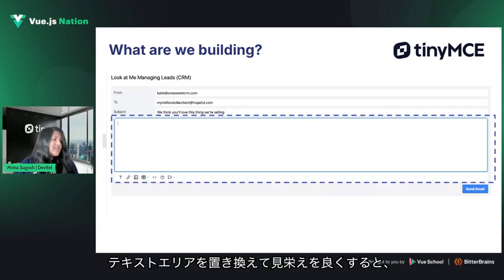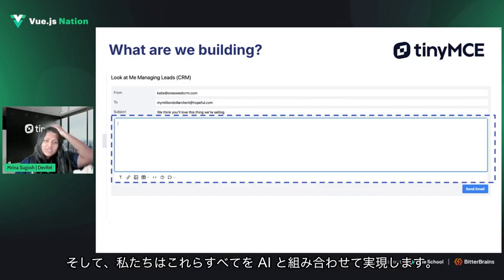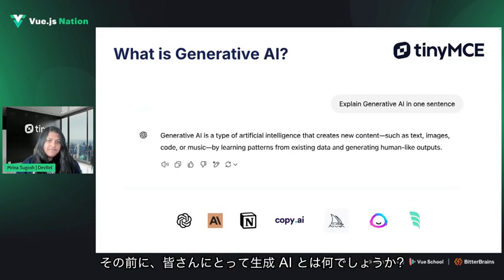So replacing a text area to make it look nice, almost make it look like an email editor. And we're going to do all of this by pairing with AI. So I'm going to talk to you about what that workflow looks like today.